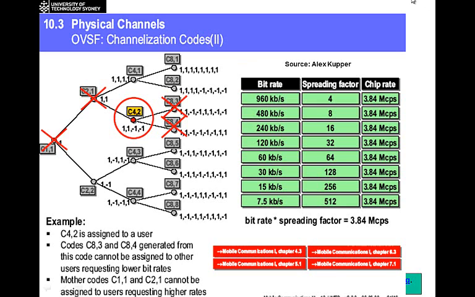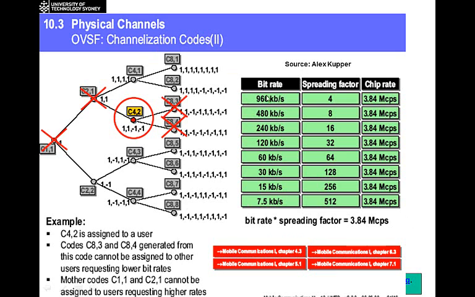So the basic idea is, whenever we allocate codes, we go as far down this tree as possible. The further down this tree we go, the better it is. Now what is the relationship between codes and data rates? That's given on this part of the table.